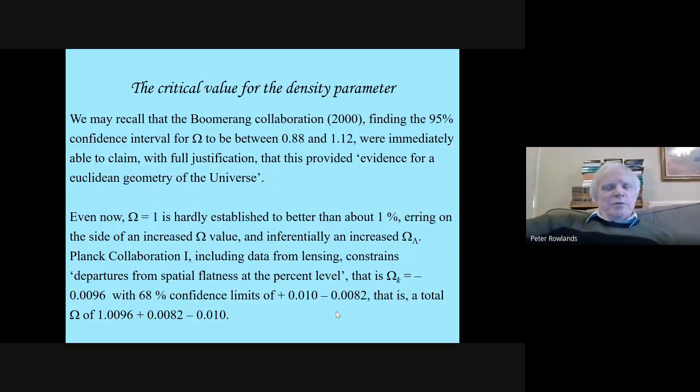And if we compare it with the Boomerang collaboration of 2000, which found the flat universe, they had the 95% confidence interval for omega between 0.88 and 1.12, which is a lot further out than this is from 2/3. And they were immediately able to claim with complete justification that this provided evidence for a Euclidean geometry of the universe. And even today, omega equals 1 isn't established to better than about 1%. And it's on the high side.